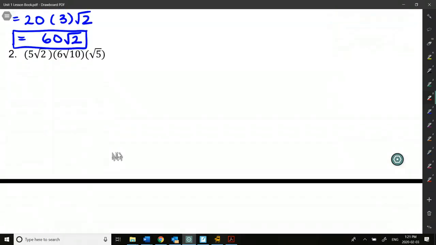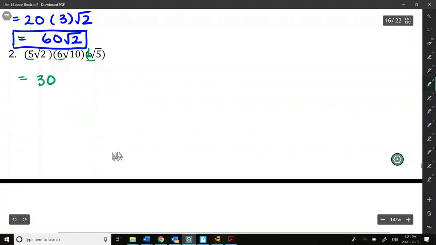Okay. 5 root 2 times 6 root 10 times root 5. So when you see a single root 5, you can think of it kind of like 1 root 5. So I'll do 5 times 6 times 1. That will give me 30. And then I'll do root 2 times root 10 times root 5. So that will give me root 100.